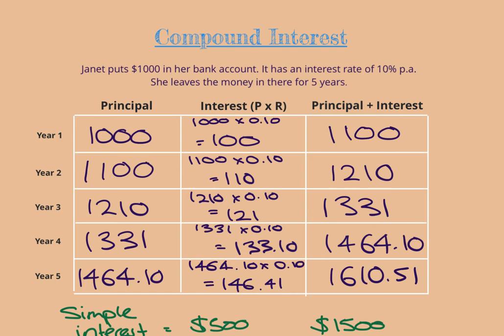And the reason for this is because you'll notice that every year, the interest that she's earning is slightly more every year, because the principal and the interest get added together, and then that's the new principal for the start of each year. So now let's look at another example.